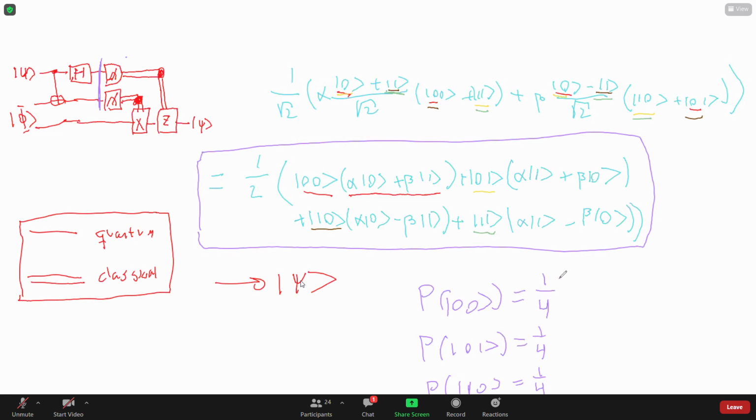Maybe that doesn't sound very deep, but it's very key to notice that this is independent of alpha and beta. Meaning it doesn't matter what state psi we started with, Alice will always have the same probabilities for outcomes in her part of the protocol. Another way of saying this is that Alice did not learn anything about alpha and beta from doing this protocol.